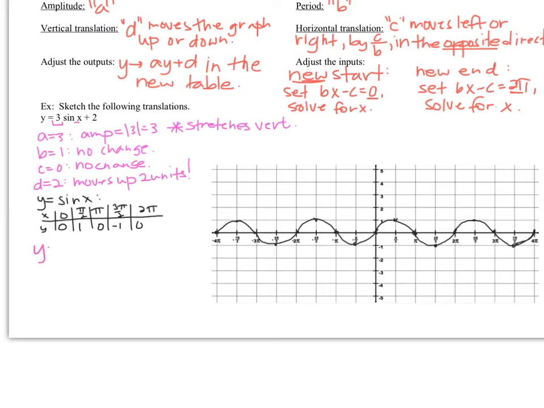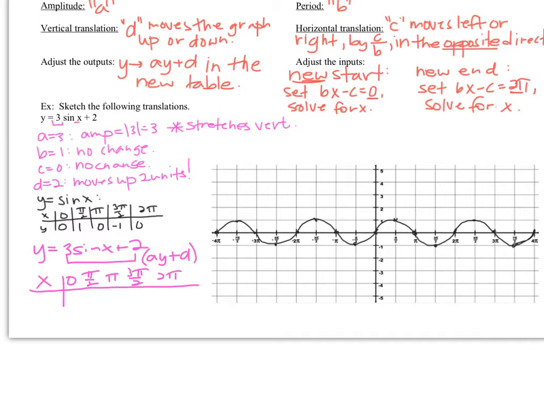We have y equals 3 sine x plus 2. With the a and the d value, what these two numbers are going to do is create a new ay plus d for our table. The nice thing about the a and the d is they only affect the outputs. They don't affect our inputs. Therefore, all of our input values are going to stay the same as the parent function. So I'm just going to draw this a little bit bigger for that second part. We have 0, pi over 2, pi, 3 pi over 2, and 2 pi.